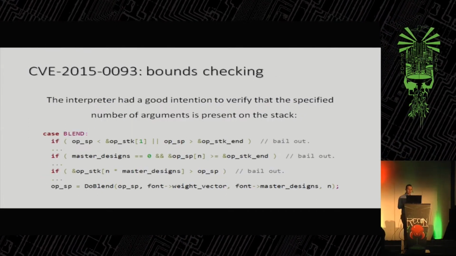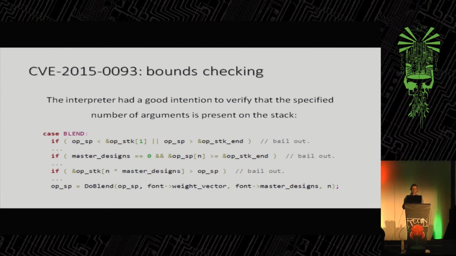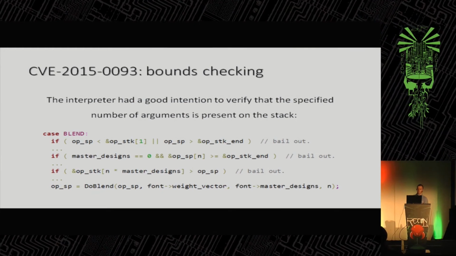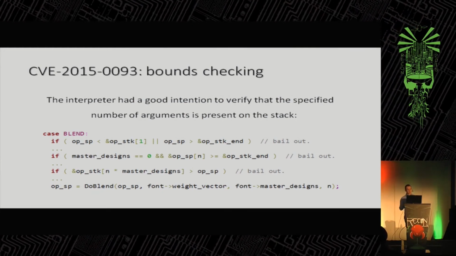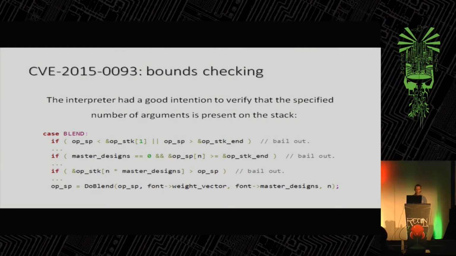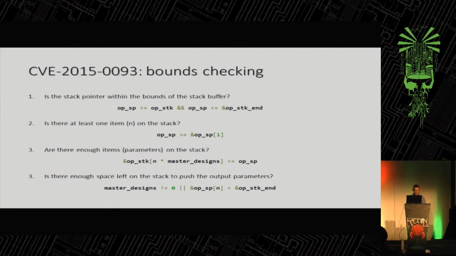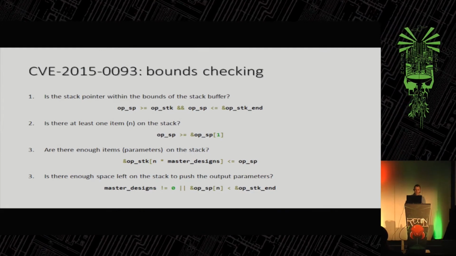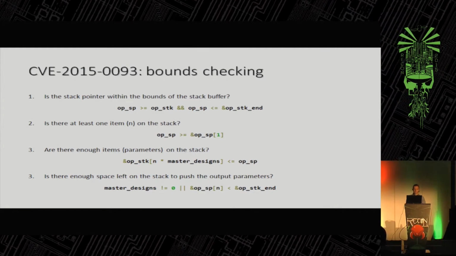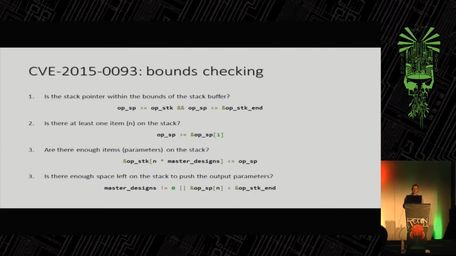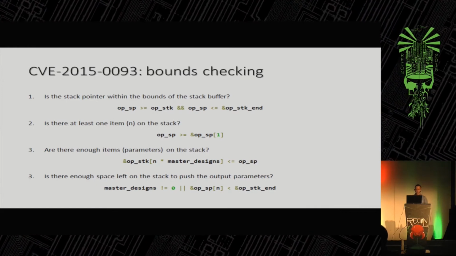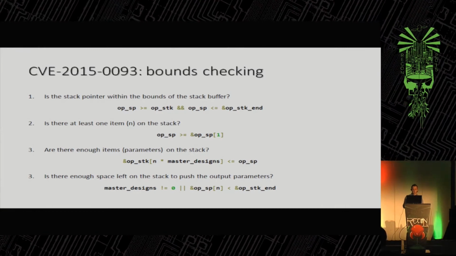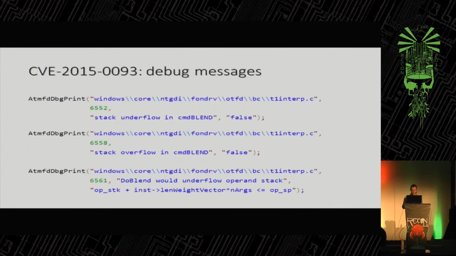If you look at the code, you can actually see that the interpreter, or maybe the developer rather, had a very good intention to verify that the specified number of arguments are present on the stack and that everything will go fine. So there is a check whether the stack pointer is within the bounds of the stack buffer itself, and there is a check whether there is at least one item on the stack, which is the n value that we're going to pop. It also checked whether there are enough items on the stack and if there is enough space to push the values onto the stack later on.